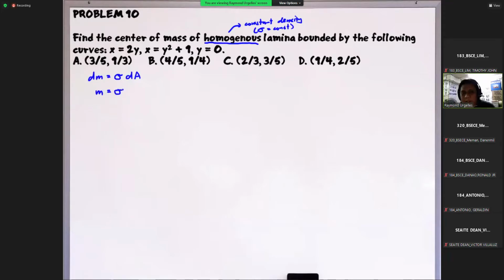Sigma is constant, so pwede mo siyang ilabas, diba? So this is the integral of dA, so with respect to the whole area. So alam natin na equal lang yan sa area. So therefore, this is sigma times the area.